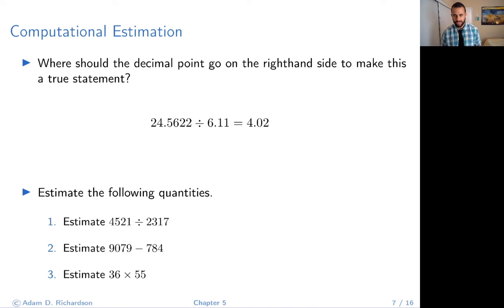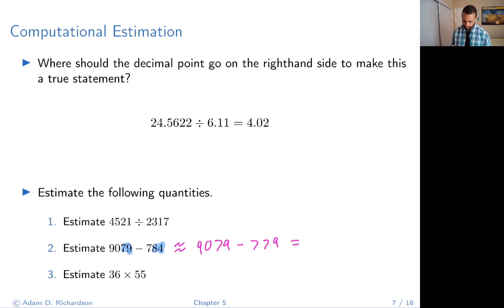Okay, let's talk about it. I see something interesting here. I see that 79 and 84 are pretty close to each other. Might as well just consider them as canceling out because we're doing subtraction, right? So I could say that this is approximately equal to 9,079 minus 779. So what I'm doing is I'm just rounding 84 down to 79, and that makes the subtraction really easy, right?